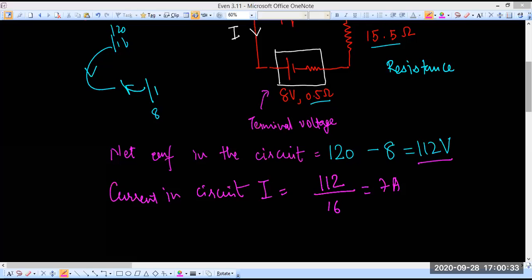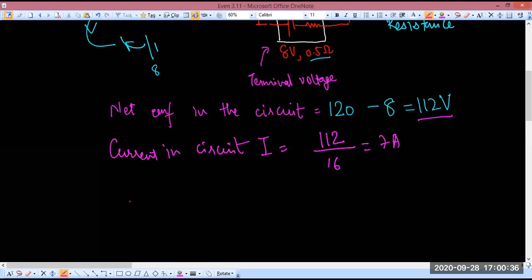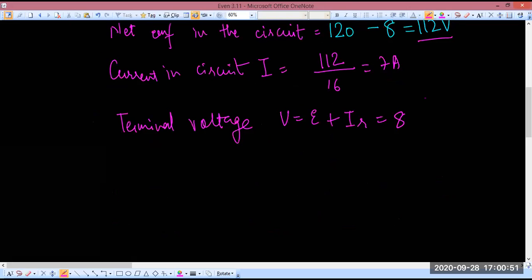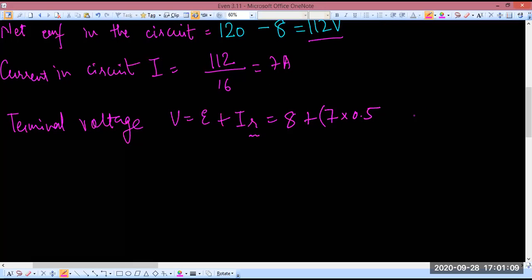So current in the circuit is 7 ampere. Now terminal voltage. Sorry for the interruption. So terminal voltage of this battery V equal to epsilon plus IR, right? Let's put all values and we'll get the answer. So what is epsilon? 8 plus I. What is I? Current is 7 into internal resistance is 0.5. So this is going to be 8 plus 3.5, so that is 11.5 volt. Clear?